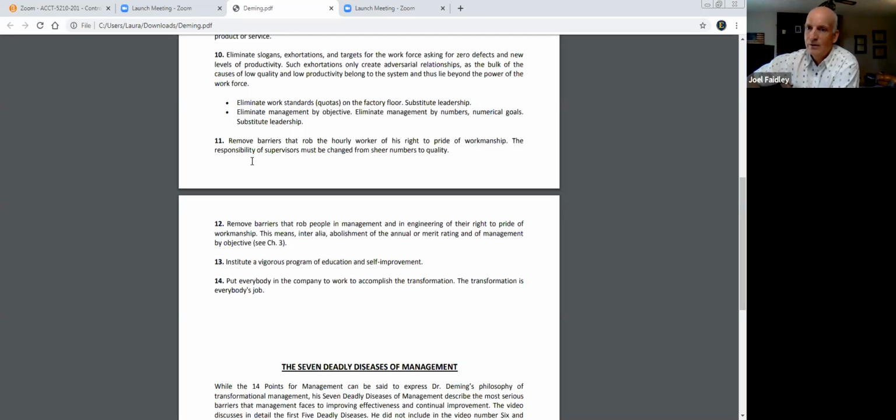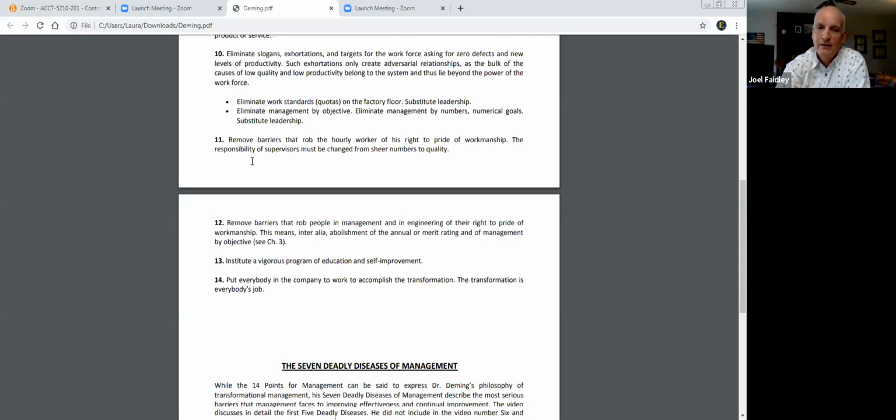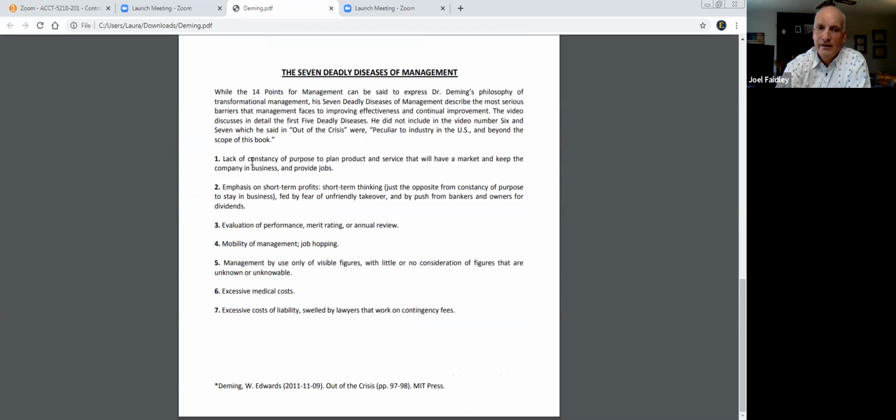I look to see what the new stuff is coming down the block and how I can relate that in a simplistic form for students. But learn self-improvement on anything. Put everybody in the company to work to accomplish the transformation. The transformation is everybody's job. Sort of an umbrella there at the end. So those are the 14 points.